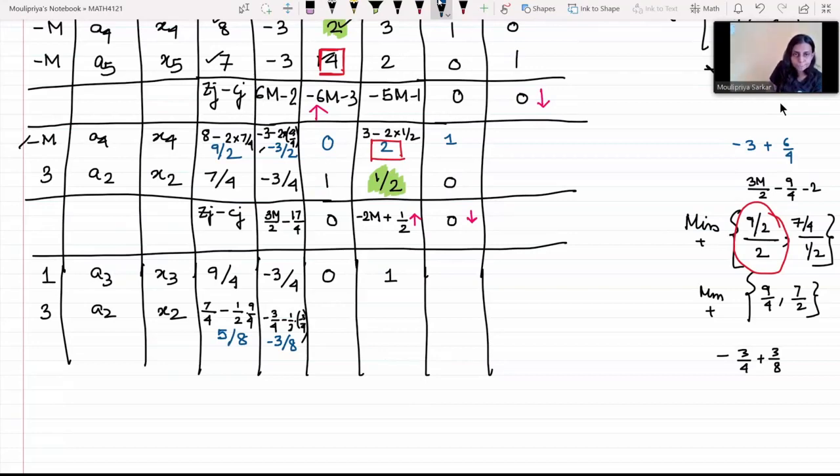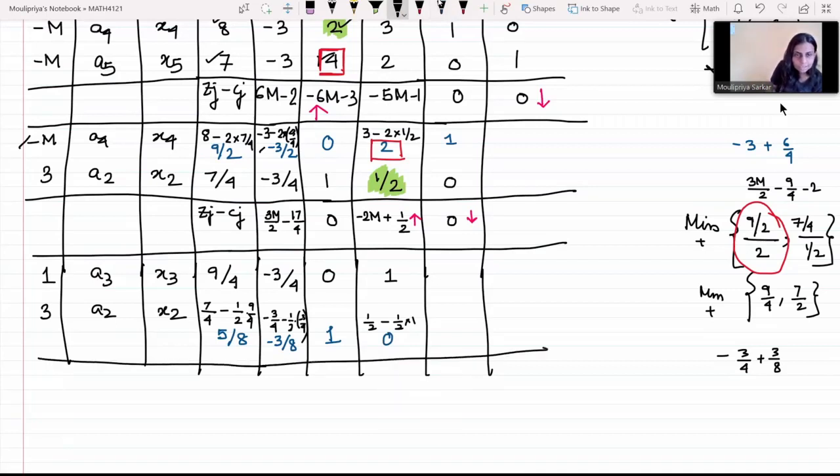Next element is 1 minus half into 0, it is 1. Next would be, it was initially half, minus half into 1, so it is 0. Are we okay with this? Okay. So I hope we are almost there.